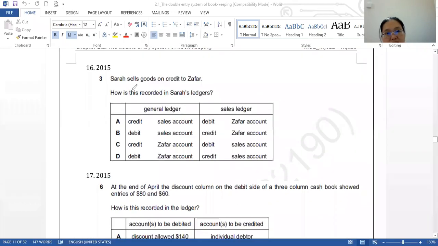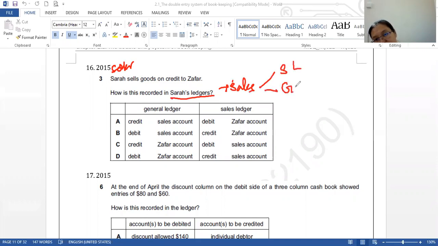Okay, next. Sarah sells goods on credit to Zafar. How is this recorded in Sarah's ledger? Selling goods means that Sarah is a seller, so in Sarah's book this is a sale. It relates to the sales ledger and the general ledger. The sales ledger refers to Zafar. The general ledger refers to the sales account, so in the general ledger it will be credit sales. But here is the debit, so no. So only this one, then the answer will be A.